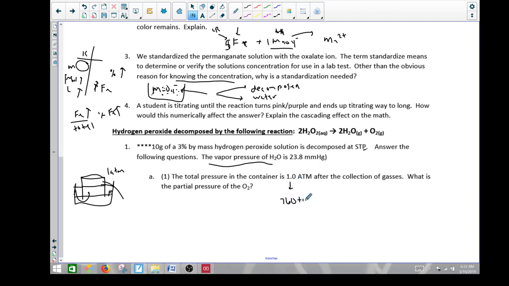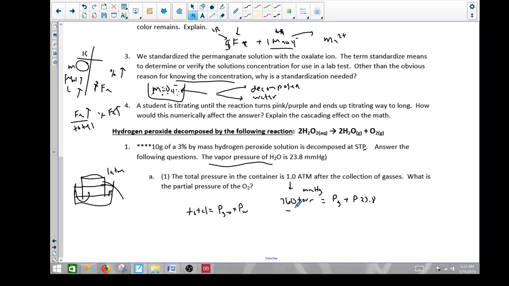So they might be dealing with this in torr, or it might be in millimeters of mercury. These are on your laminated sheet, and it's the same equivalence. So I'm going to subtract off. My total pressure, in this case, this is Dalton's law of partial pressures: the partial pressure of the gas plus the partial pressure of water. So mine equals the partial pressure of the gas plus the partial pressure of the water, which is 23.8. So a pretty simple calculation.